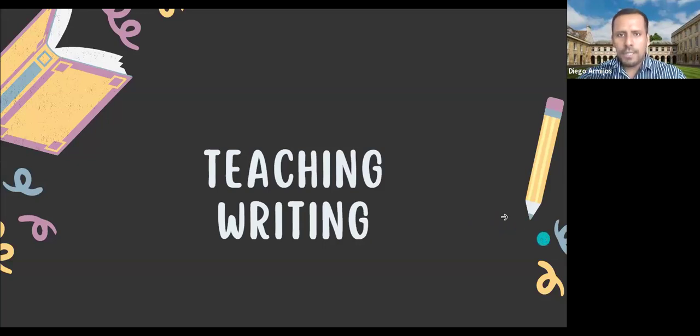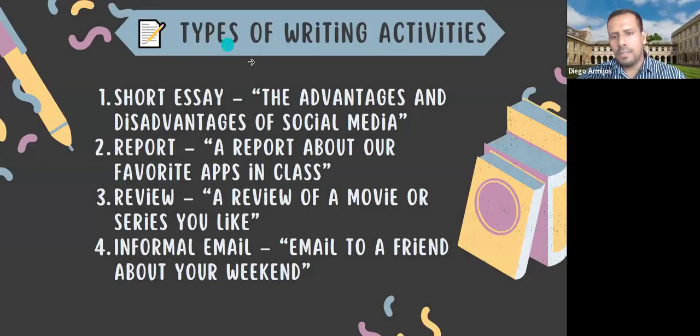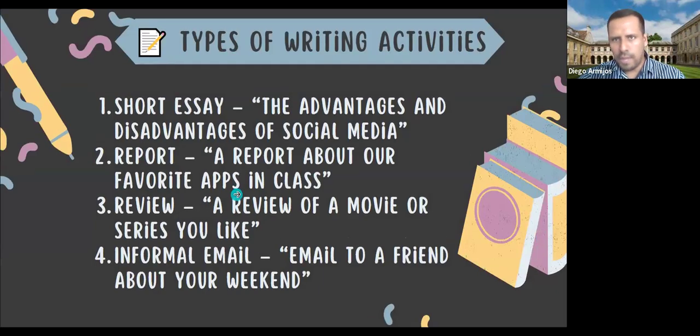So let's get started. First of all, we need to let our students know some types of writing that they can write about. First one, we have short essay. It could be with the topic, the advantages and disadvantages of social media. Okay. Number two, we have report. A report about our favorite apps in class, maybe.